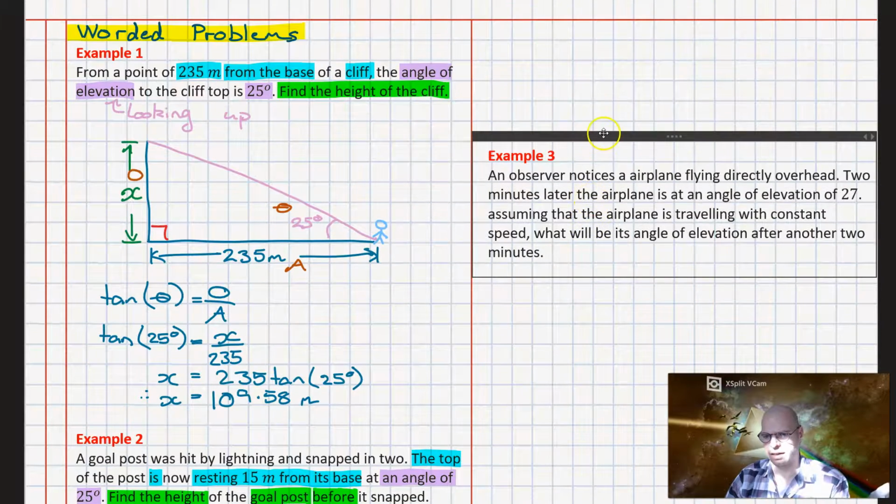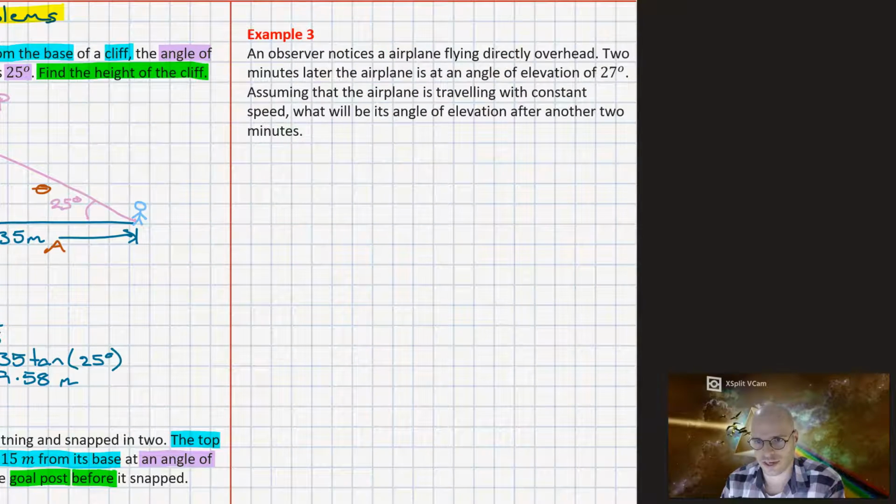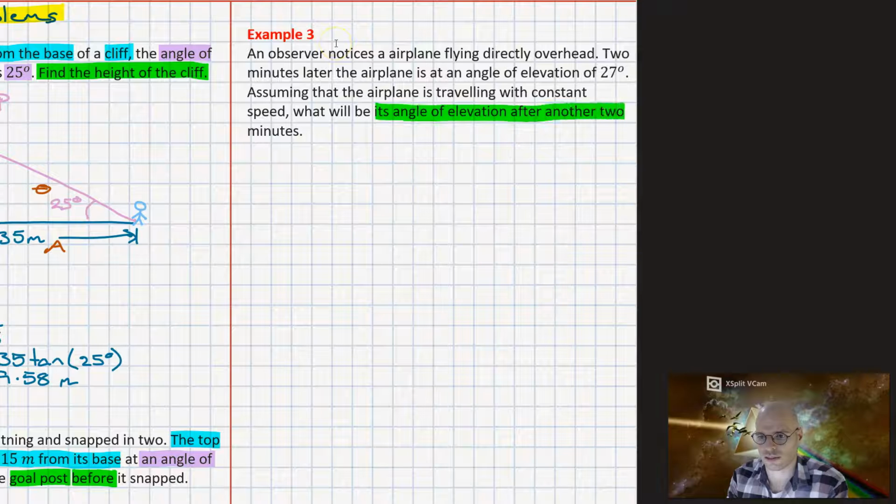Alright, final example is an aeroplane flying directly overhead. 2 minutes later, the airplane is at an angle of elevation of 27 degrees. Assuming that the airplane is traveling with constant speed, what will be its angle of elevation after another 2 minutes? So, once again, we read the question, we look at what it's asking for, and it says, what will be the angle of elevation after another 2 minutes?